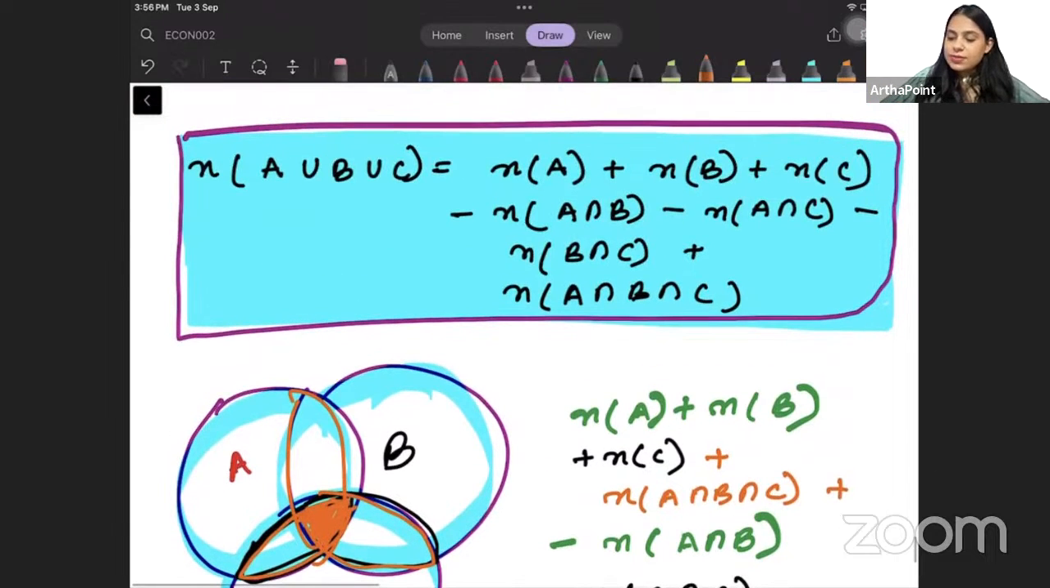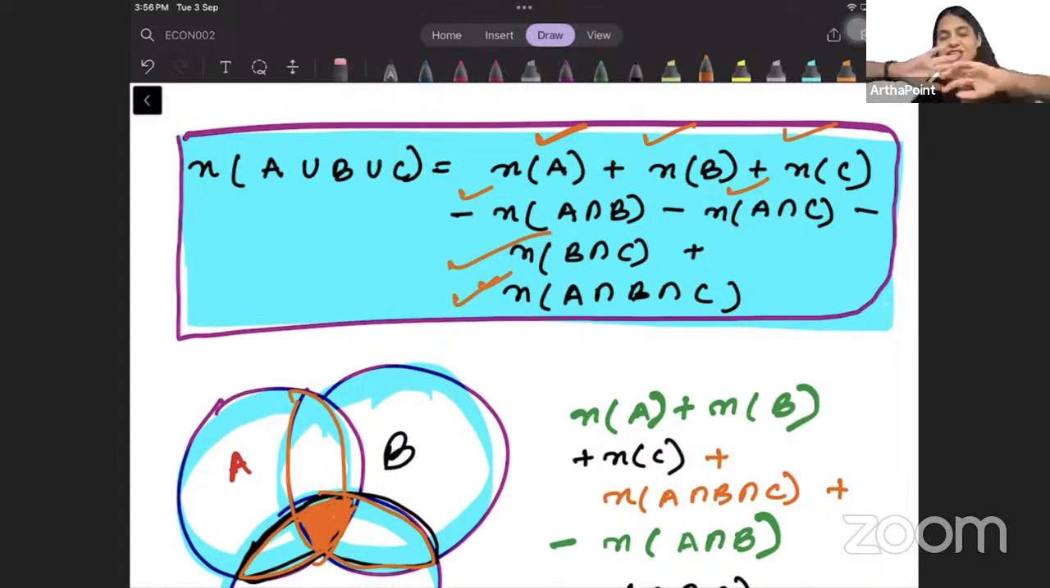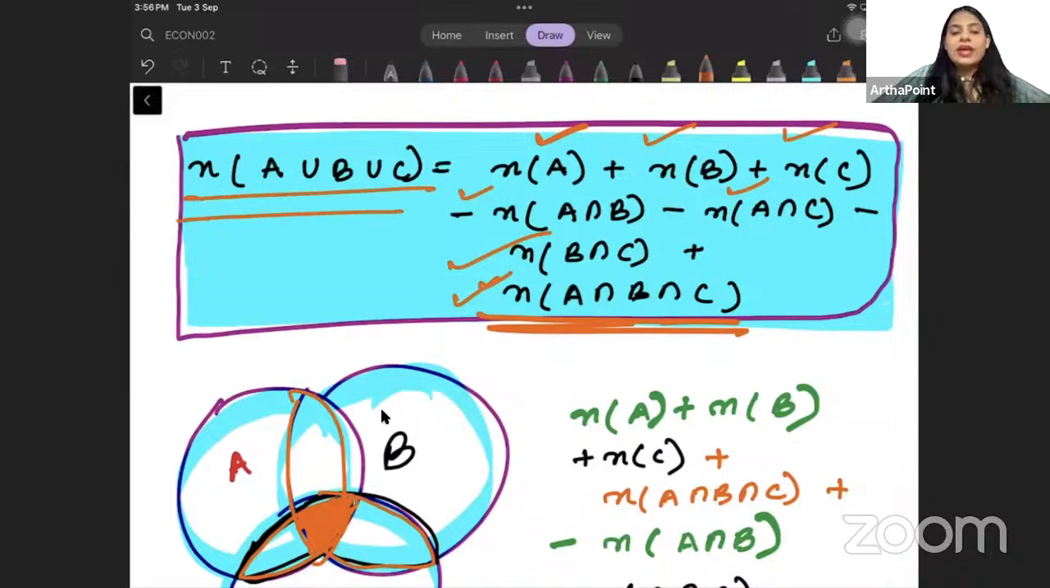So the formula becomes A plus B plus C minus A intersection B minus A intersection C minus B intersection C. But now I will add this area back because it got subtracted, just as we were removing the intersections. So I need to include this area back. So plus A intersection B intersection C. That means the common part between A, B and C. This is the formula for A union B union C. Clear beta? So these are our final formulas.